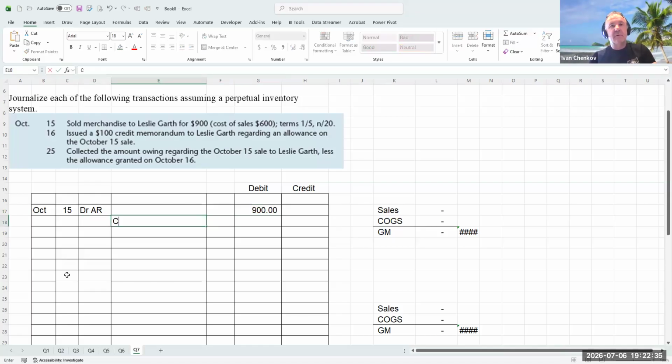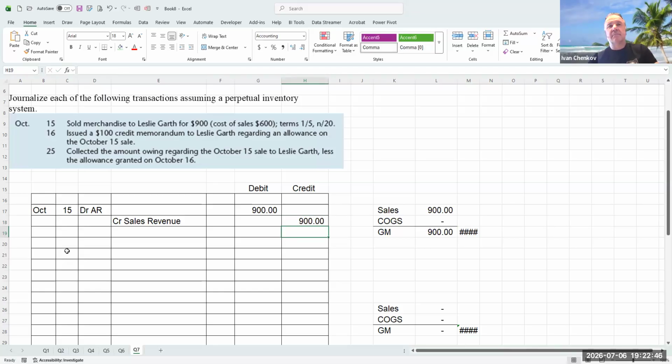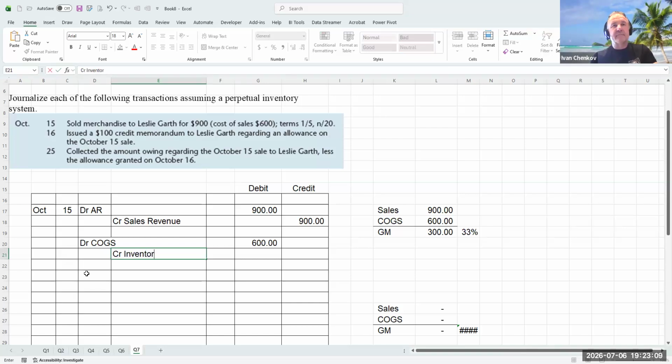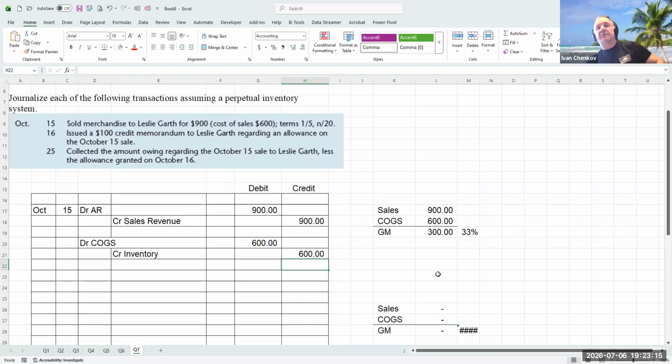Credit is going to go to sales revenue with $900. I have my sales. What am I missing? My cost of goods sold. Let's get the cost of goods sold. Debit cost of goods sold, which is $600. And what we're going to do? We're going to credit the inventory account with the $600. So I can see my markup is 333%.